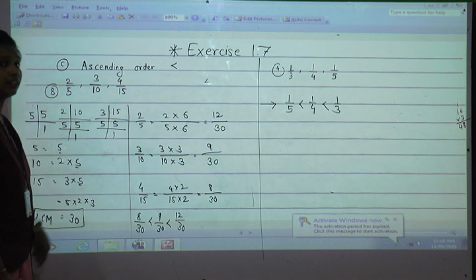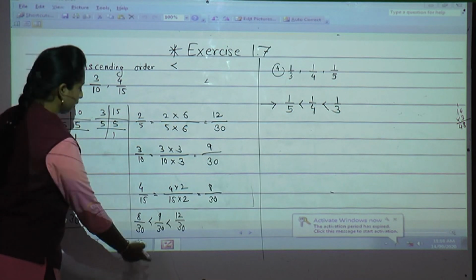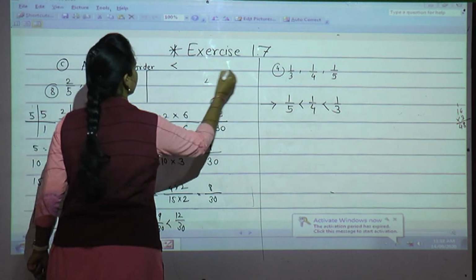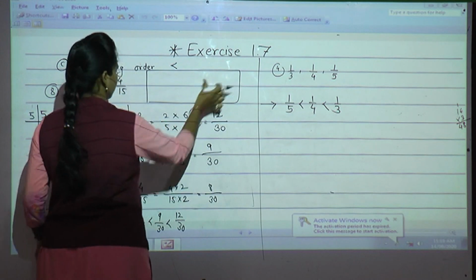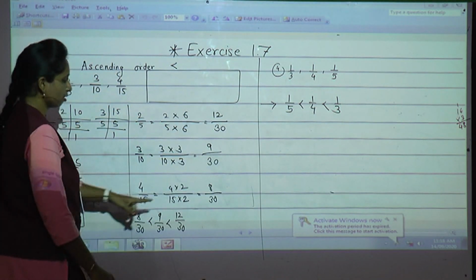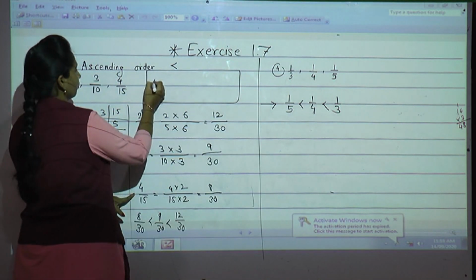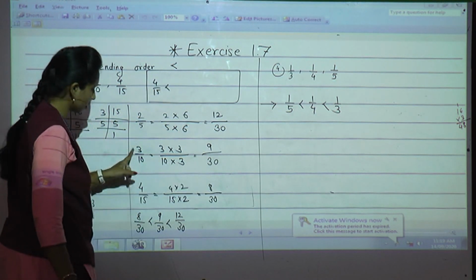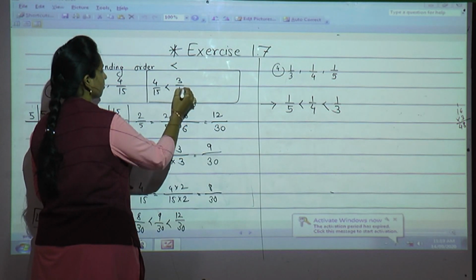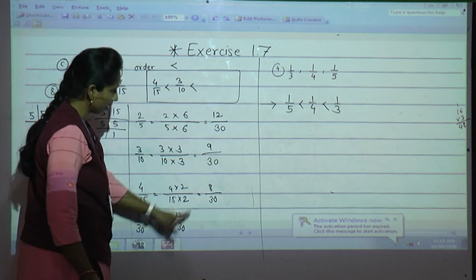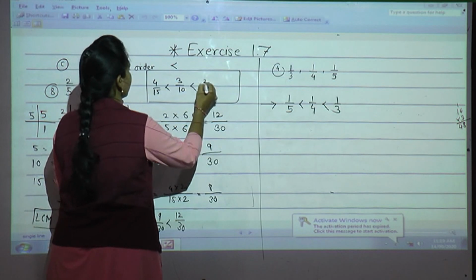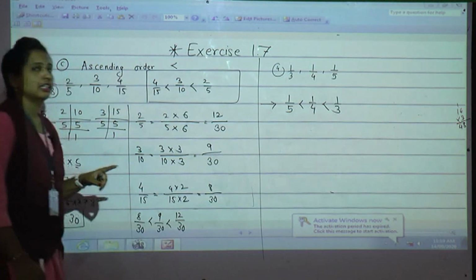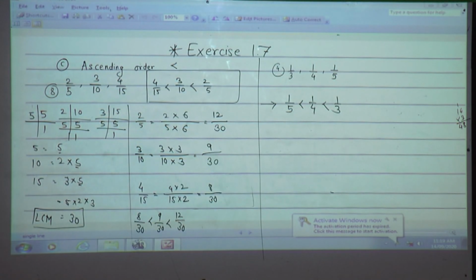Now we need to write the original fractions. I don't have space, so I'll write here only. So 8 upon 30 means what? 4 upon 15. Then 9 upon 30 means 3 upon 10. And the next, 12 upon 30, means 2 upon 5. Clear? Understood? Yes. One more last example I'll explain to you.